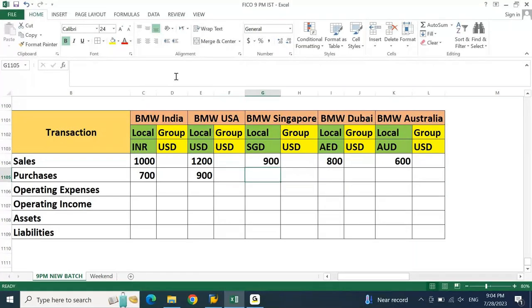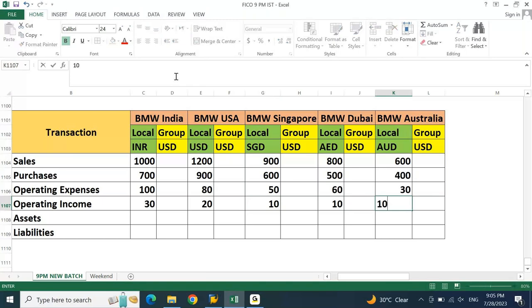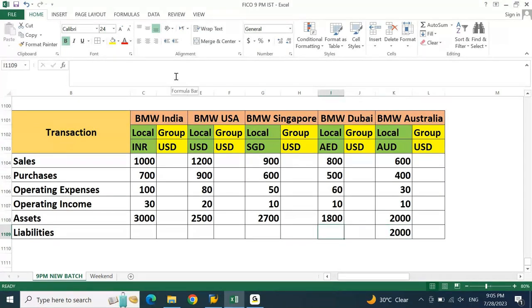900 here, 750 here. Let me take round figures only. 600 here, 500 here, 400 here. Operating expenses, I will take 100 here, 80 here, 50 here, 60 here, and then 30 here. Income, I'll take 30 here, 20 here, 10 here, 10 here, 10 here. Assets, I will say 3000, 2500, 2700, 1800, 2000. Some imaginary figures I'm taking. Liability also, I will take the same thing. Now, these are the numbers that I took.